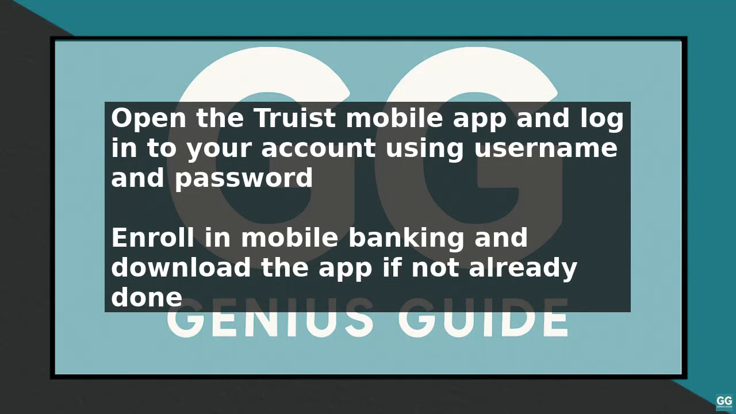To deposit a check with the Truist mobile app, start by opening the app on your mobile device and logging in to your account using your username and password. If you have not already, you will need to enroll in mobile banking and download the Truist mobile app from the App Store. Once you are logged in, navigate to the main menu and select the mobile deposit option.